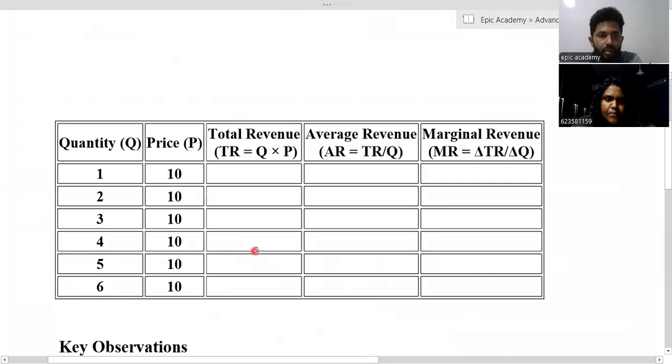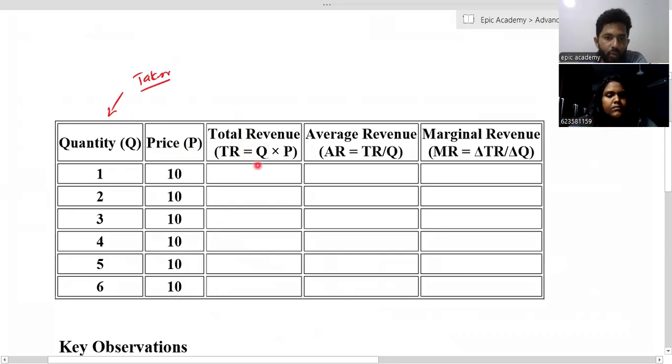Go to that one. So the producer is producing under a perfect competitive market structure, acting as a price taker. This quantity is the production quantity: 1, 2, 3, 4, 5, 6. If you are going to act as a price taker, the price is not going to change according to the quantity, isn't it? Yes. The same price is there, just 10. So then what about the total revenue?